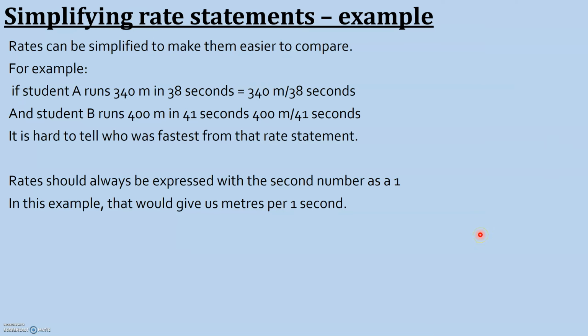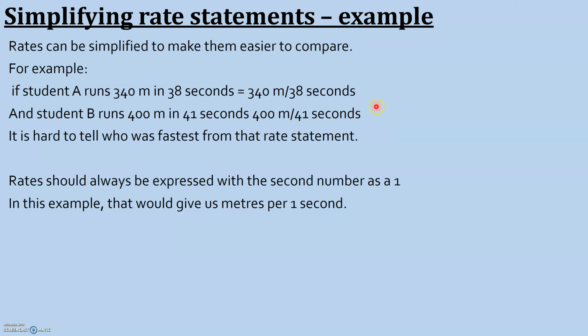All right. Rate statements need to be simplified before they're really any use to anyone. So let's look at this example. If student A ran 340 meters in 38 seconds, then we could write that as a rate as 340 meters per 38 seconds. And if student B ran 400 meters in 41 seconds, that would be 400 meters per 41 seconds.